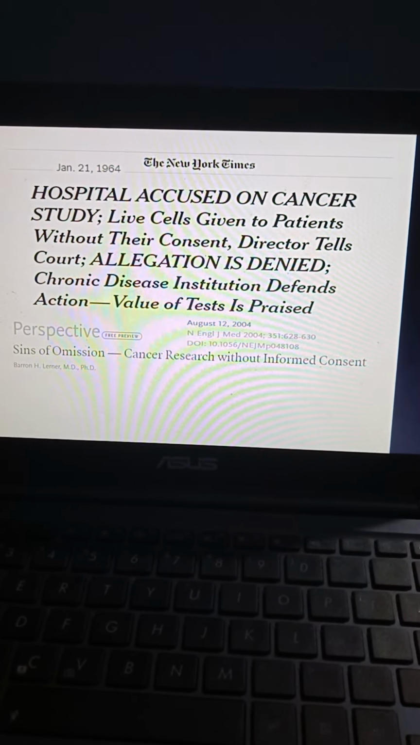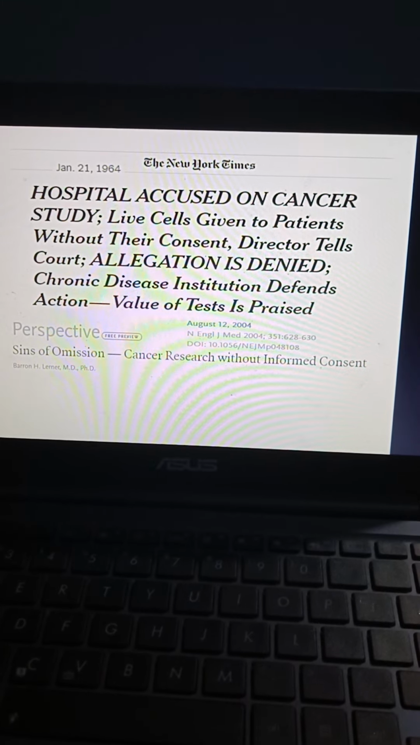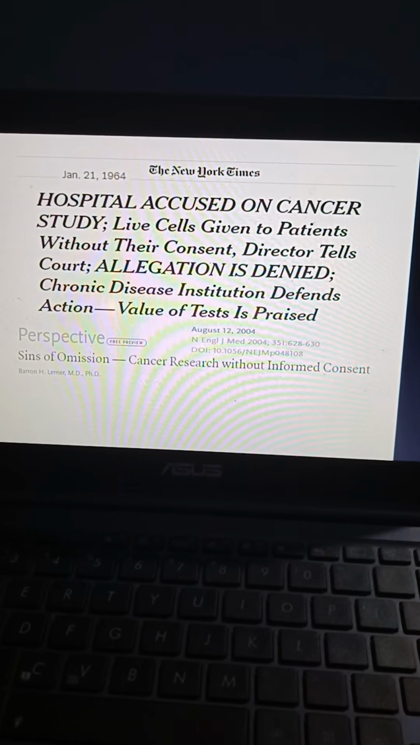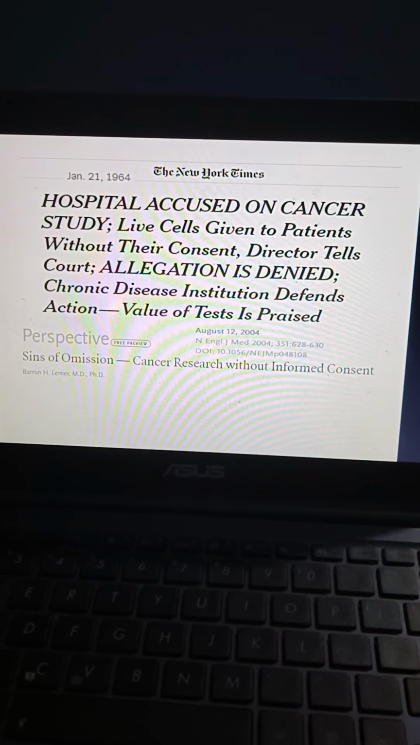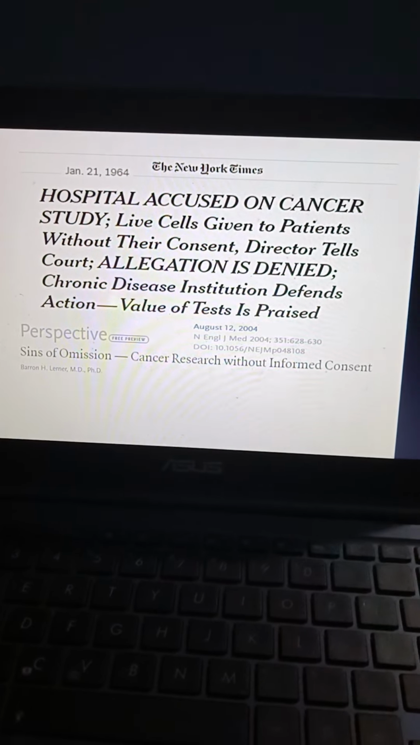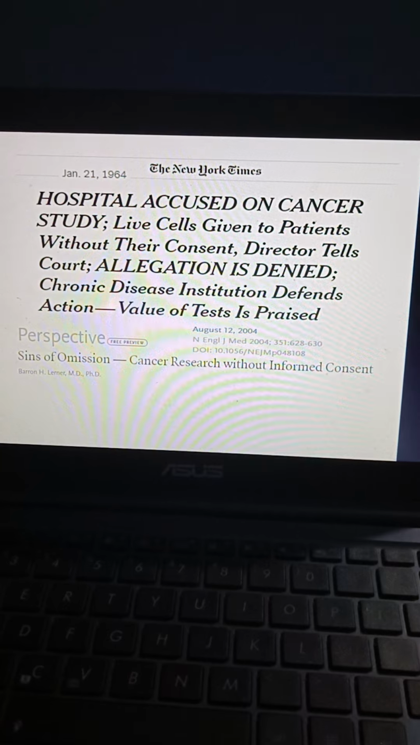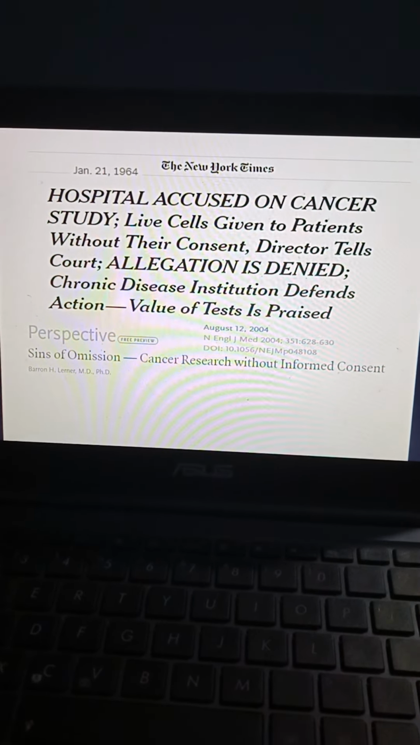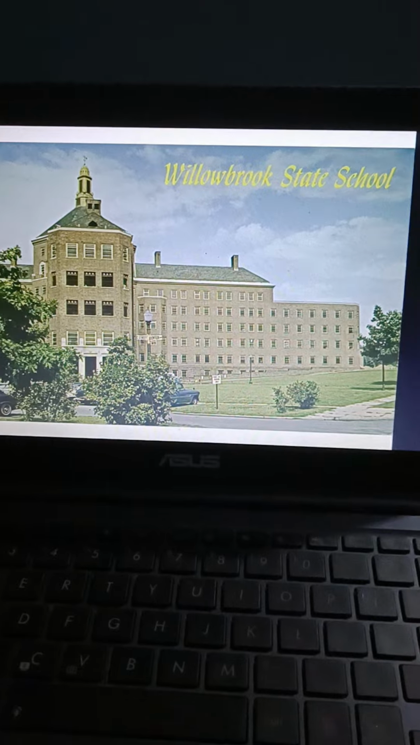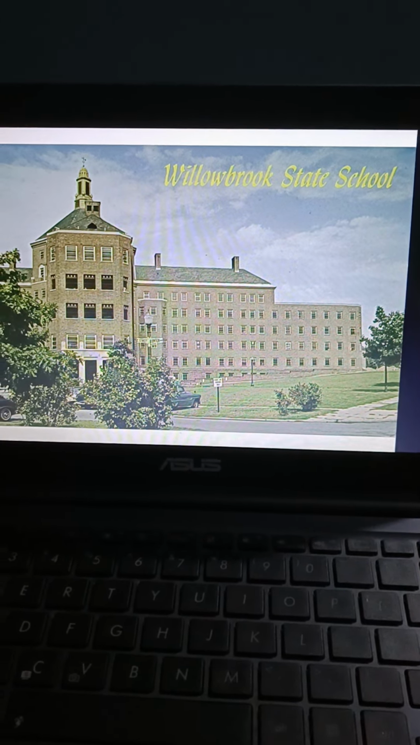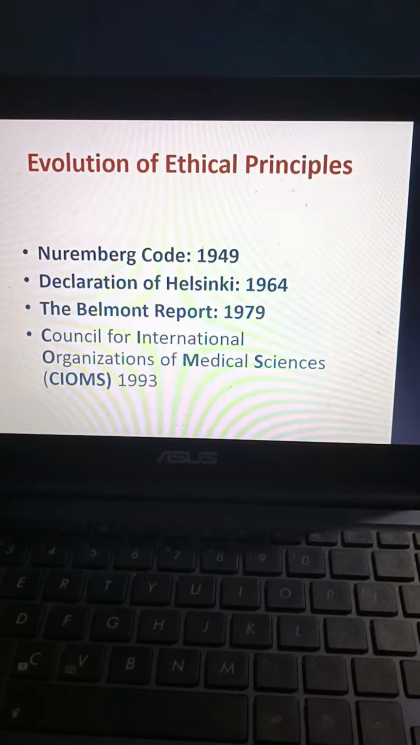August 12, 2004. At that time there was no GCP. And these are the violations of good clinical practice. Then Willowbrook State School. This is the Willowbrook State School, and this is the picture of some atrocities.